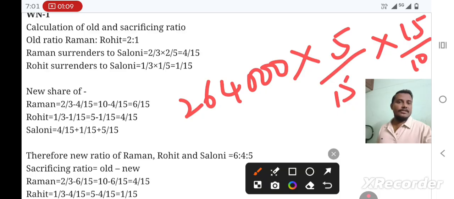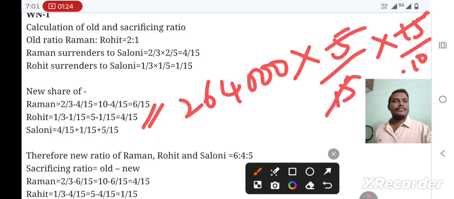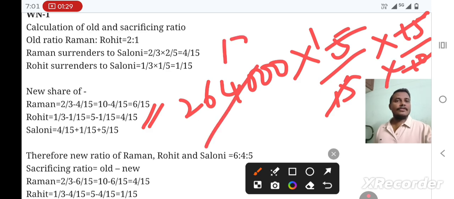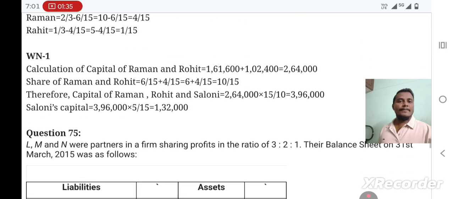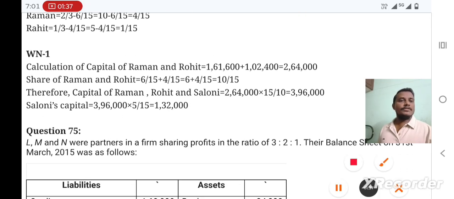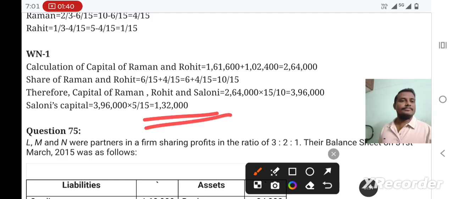new profit share, 6 by 15, 4 by 15. Here they have shown 6 by 15, 4 by 15. If you add up, you get 10 by 15. I have reciprocaled that, so 15 by 10. So 15, 15 cancel. Here 1, here 2, and you get 1,32,000. That is the proportionate capital. If you check the solution here, 1,32,000 is the proportionate capital.